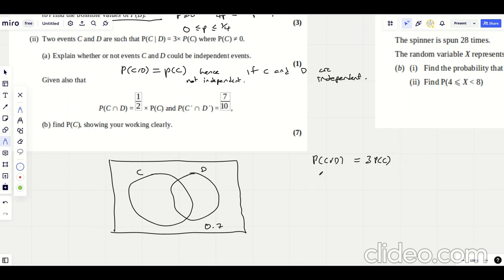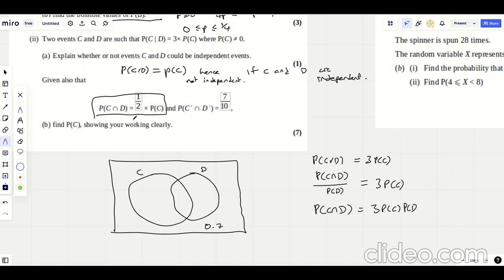But remember that this is the same as probability of C and D over D. In other words, let's rearrange this to see that the probability of C and D is 3P of C, P of D. Now let's mess around with this, because we also know that the probability of C and D is a half P of C. Well, that means I can plug this in here and say a half P of C equals 3P of C, P of D. Okay, we can cancel the P of C's, and we can now work out P of D to be equal to 1/6. That's a great start, that really is. We know all of that is 1/6.